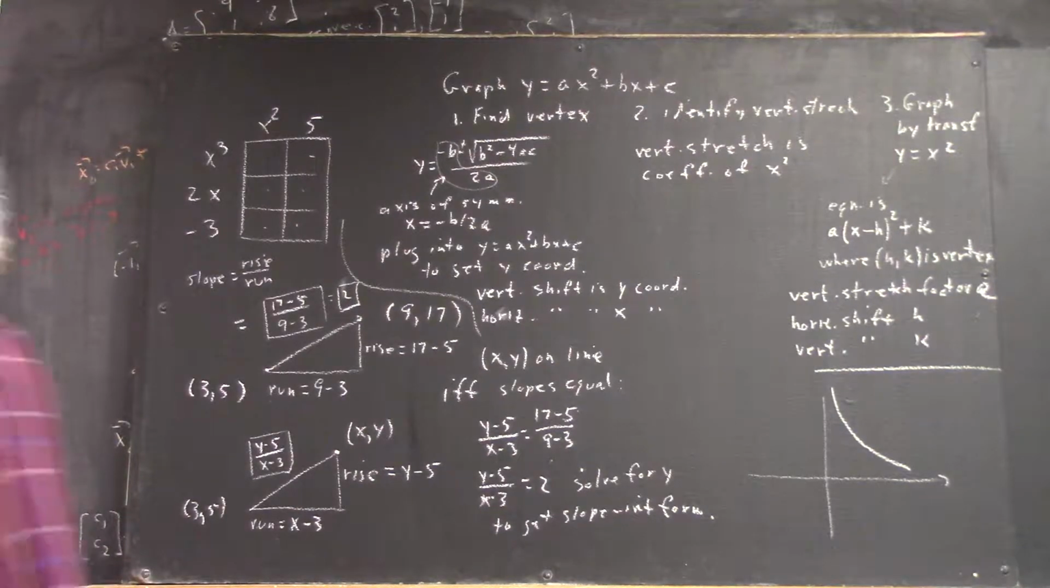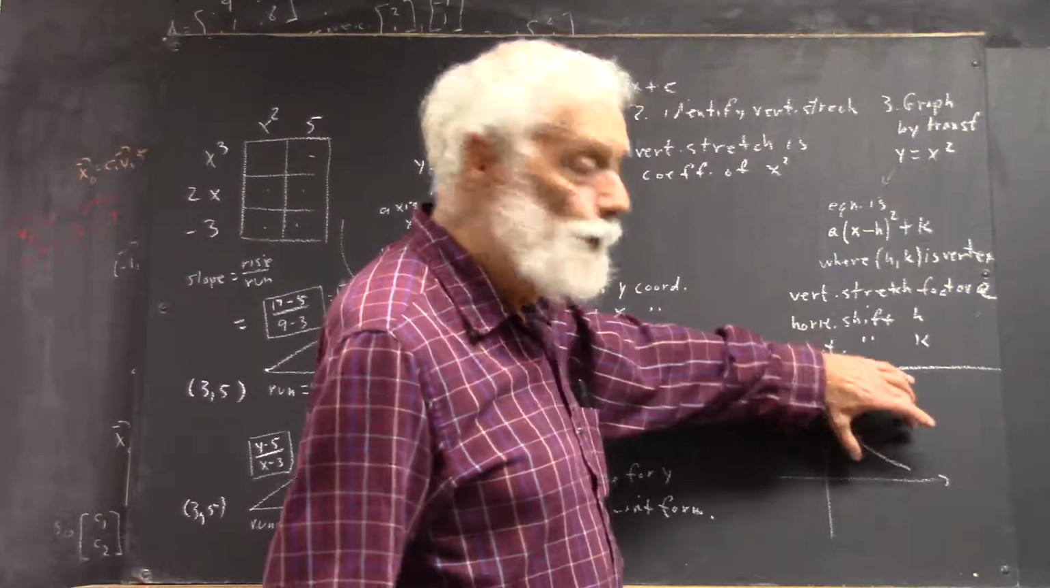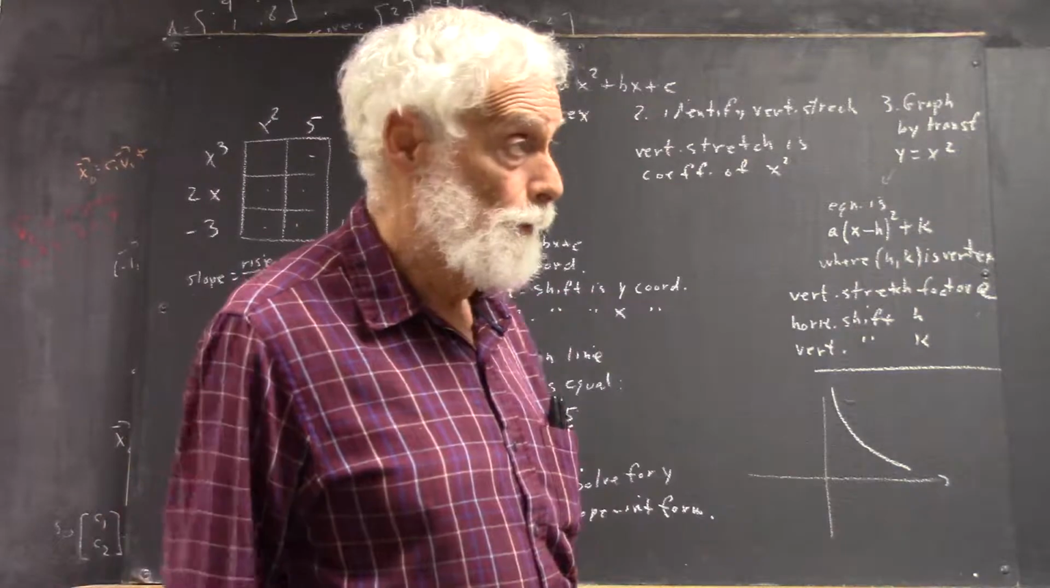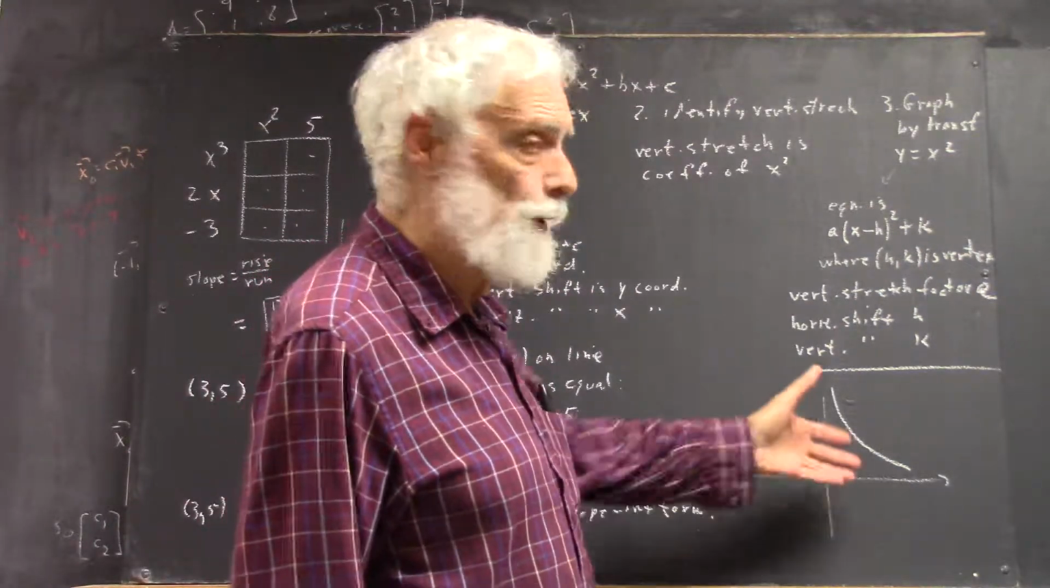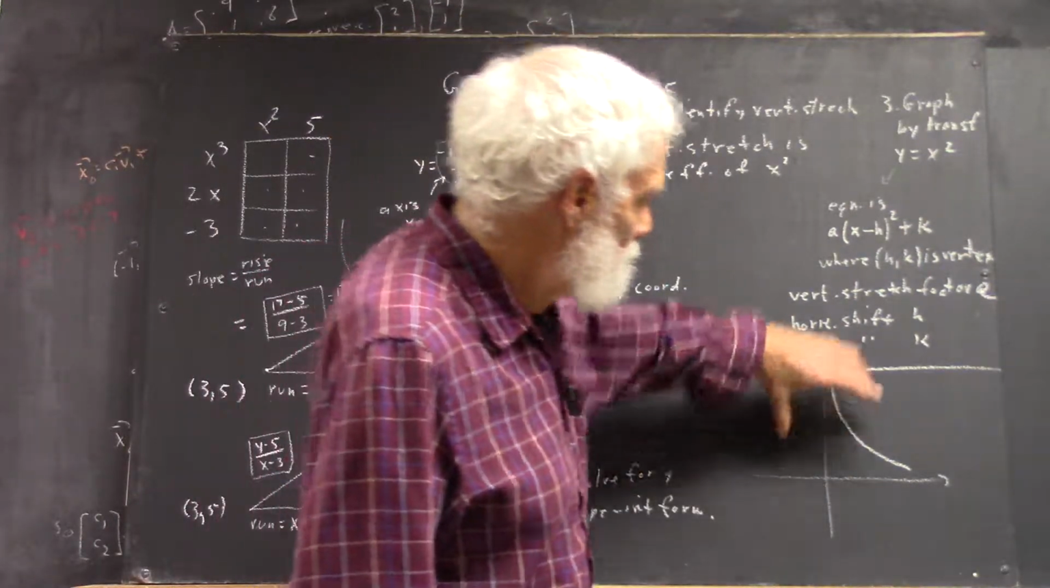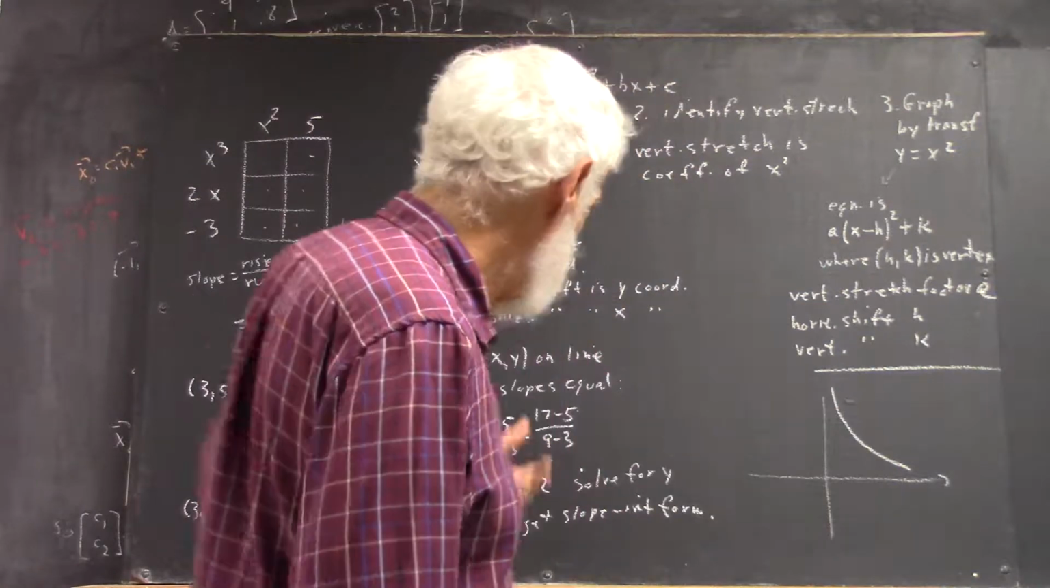Okay, this is just the first quadrant of the 1 over x or 1 over x squared graph, right? They both look kind of the same, although one is a little wider up here.